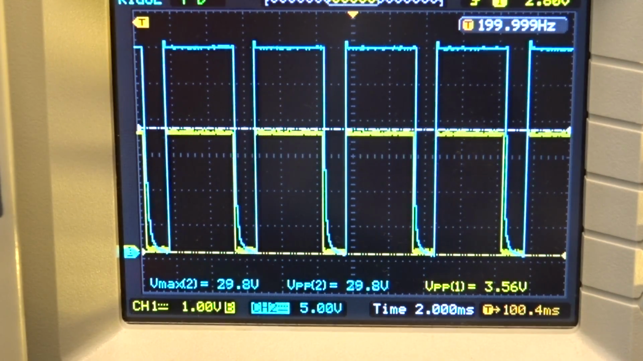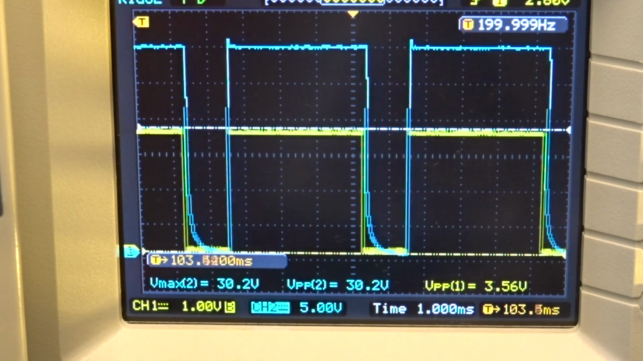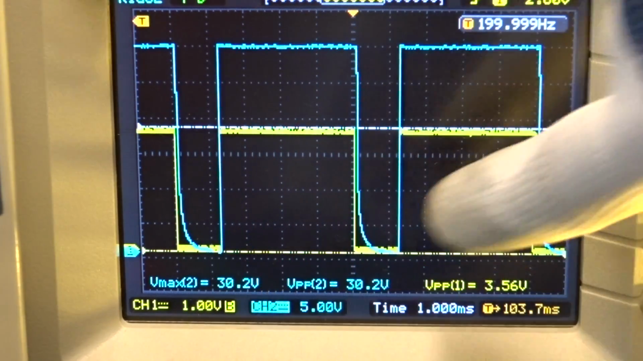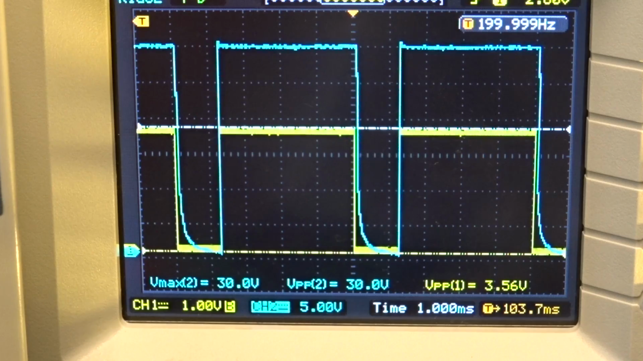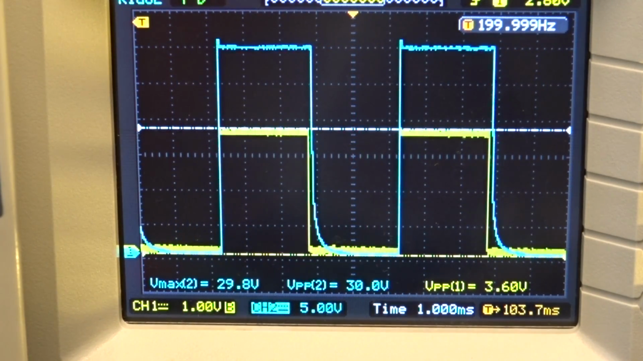And now let's switch to 75% and we can have a look at the Vmax, the blue line from the P-channel MOSFET at around 30 volt, and the yellow line is the GPIO pin of the ESP32 at a level around 3.6 volt.